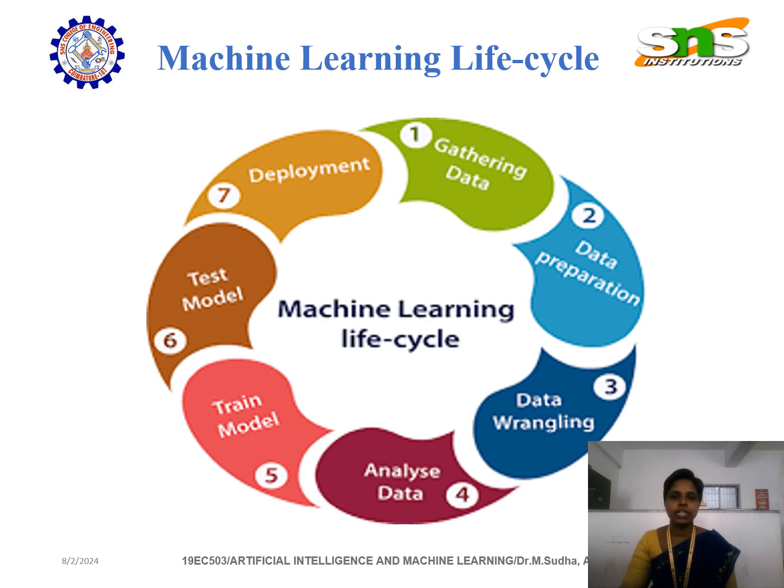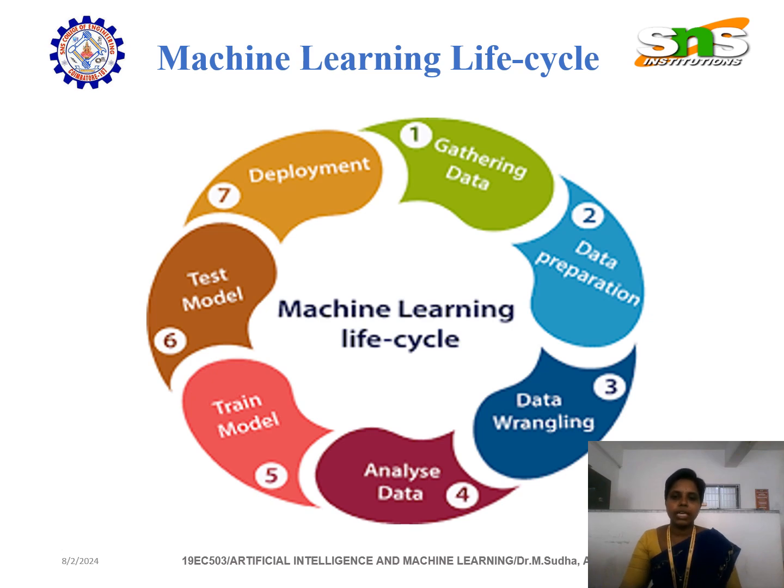The first stage, gathering data. As we discussed already, nowadays data is the ruling authority, and we can say it rules the world. Data is very much needed. So first we need to gather data, that is stage 1, and stage 2, data preparation. We couldn't take the exact data as it is, so we need data preparation. We have to categorize the data and process the data, that is data preparation.